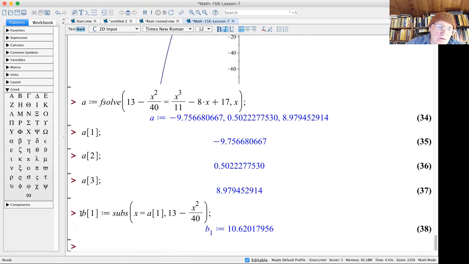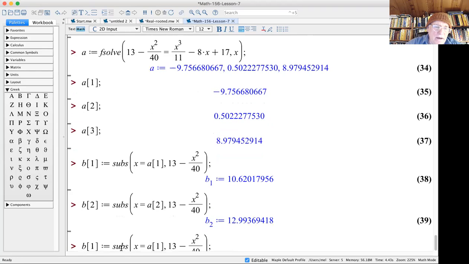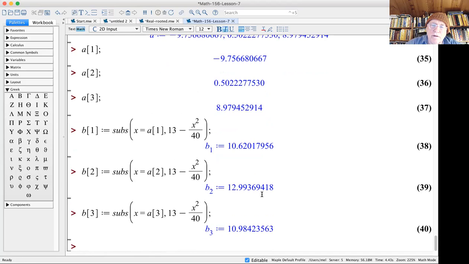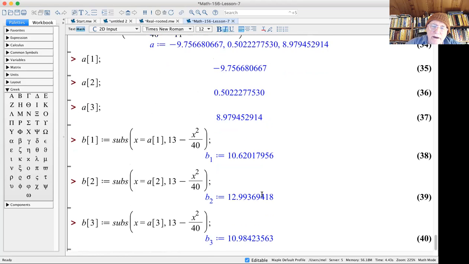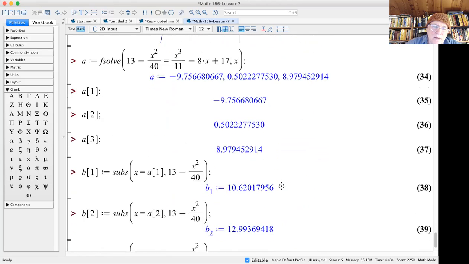What about B2 and B3? I just plugged them in. So B2 is the number you get when you plug in A2. And B3 is the number you get when you plug in A3. So roughly 10 and a half, 13, and 11. So this is about 10 and a half. This is about 13. That's about 11.